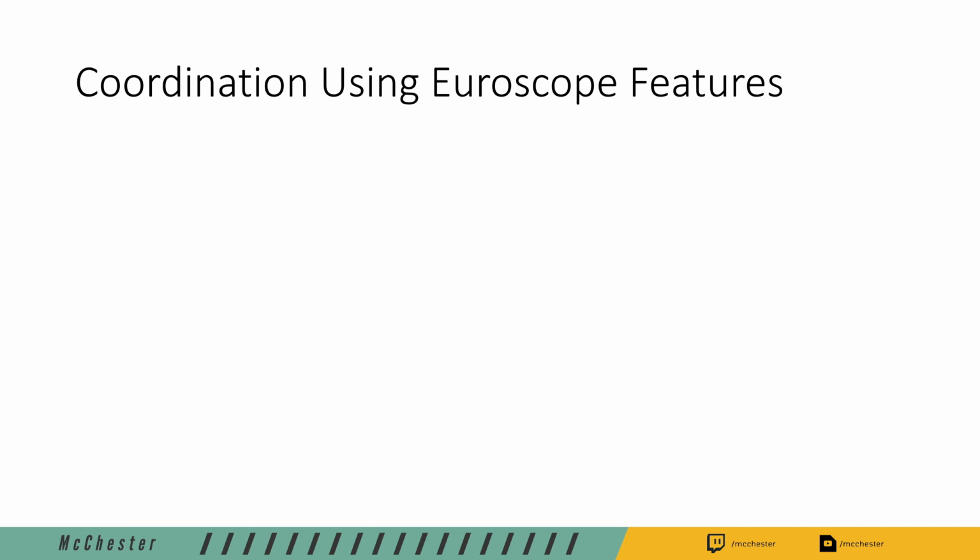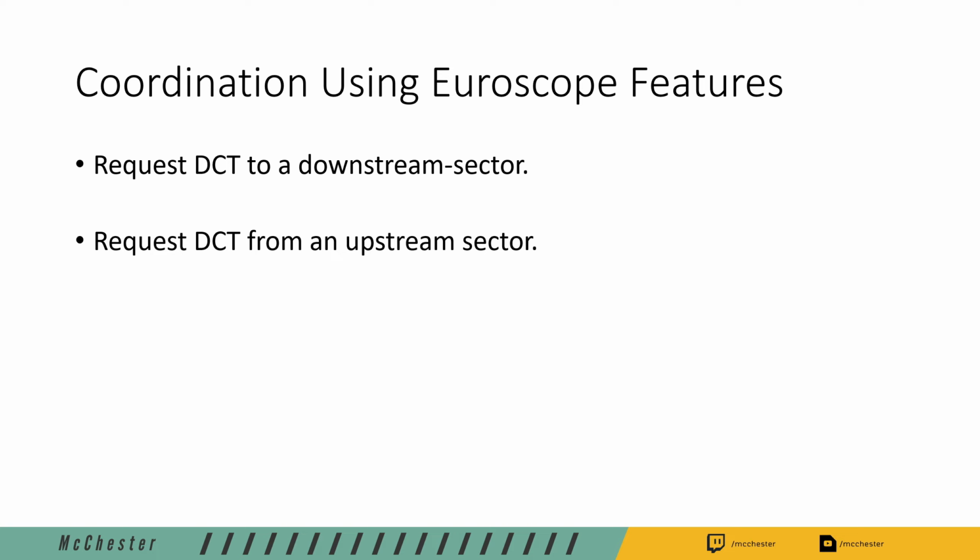Before we start going into the verbal coordination itself, we have to look at the built-in Euroscope features in order to avoid unnecessary verbal coordination. You can, for example, request a direct to a downstream sector. That means you have an aircraft on your frequency, you want it to fly to a certain waypoint that is outside of your sector, and you can just request that with the downstream sector. The downstream sector themselves can request a direct from you, from the upstream sector, if they need it for separation purpose, for example.